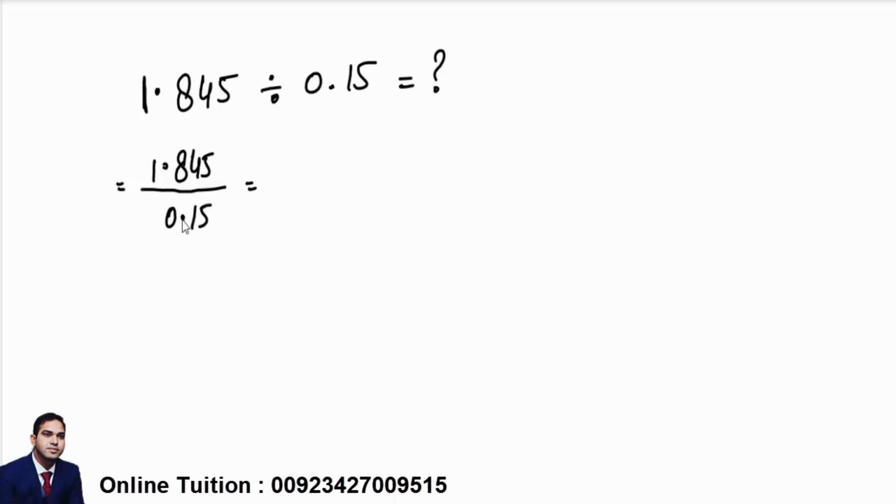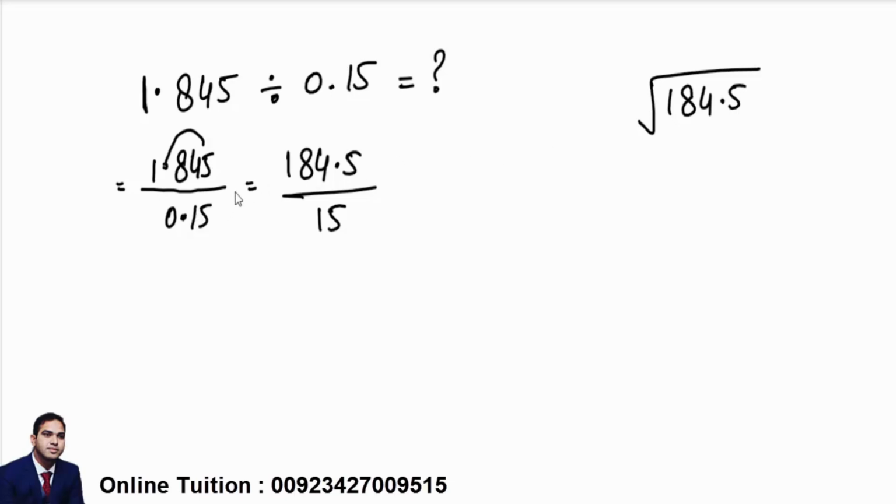This is the decimal and after that there are two digits. So shift this decimal over here like this, 184.5, because you have two digits after the decimal. This is 15. So now 184.5 divided by 15. So we shift the decimal two places to the right. So this is divided by 15.